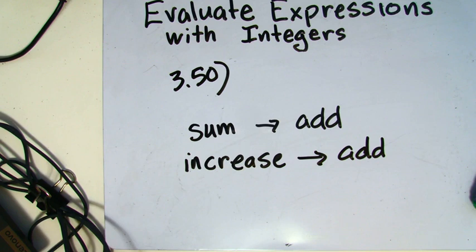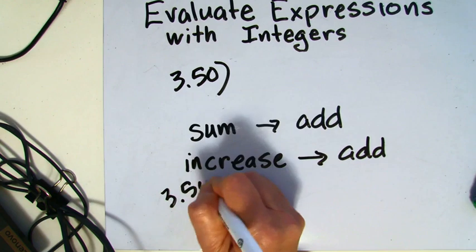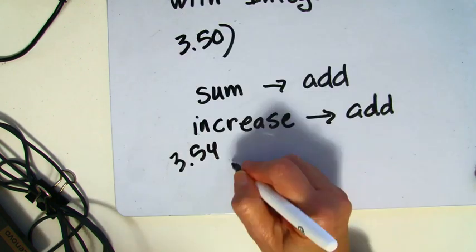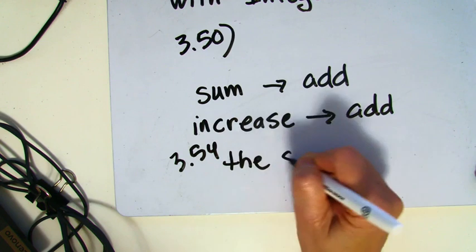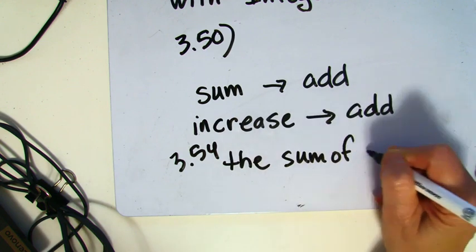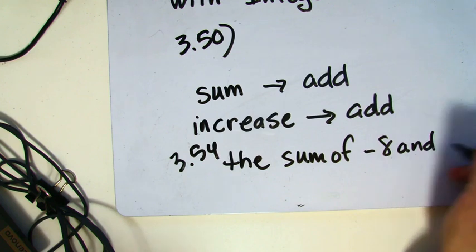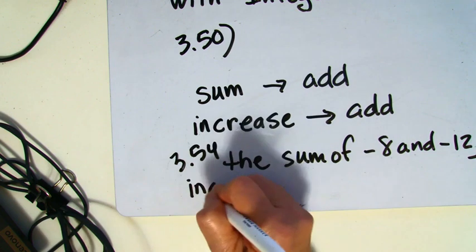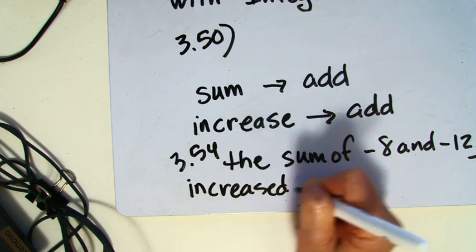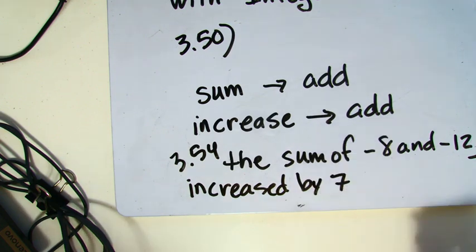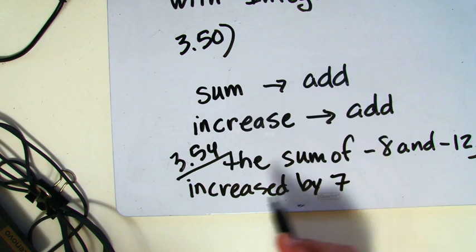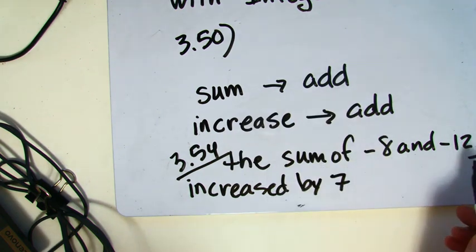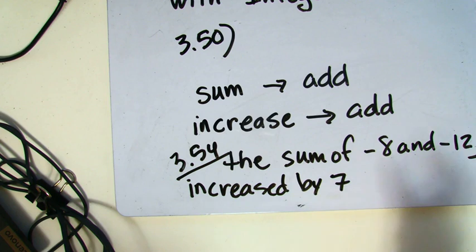Let's see if there's any other word. Okay, so they have some translation, simplify type problems. I'm going to do 3.54 in this example. And it says the sum of -8 and -12 increased by 7. Okay, so the sum of -8 and -12 increased by 7.